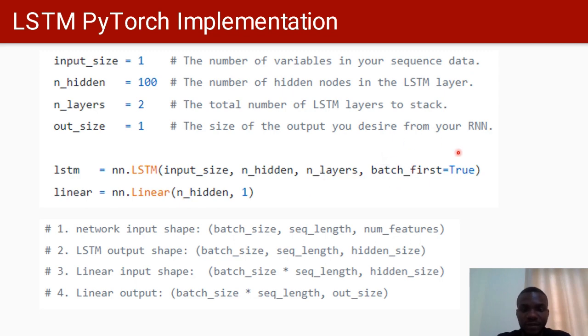Then we have the batch first argument, and in this case it is set to true. So if your batch size is the first dimension in the shape of your data, you set this to true.